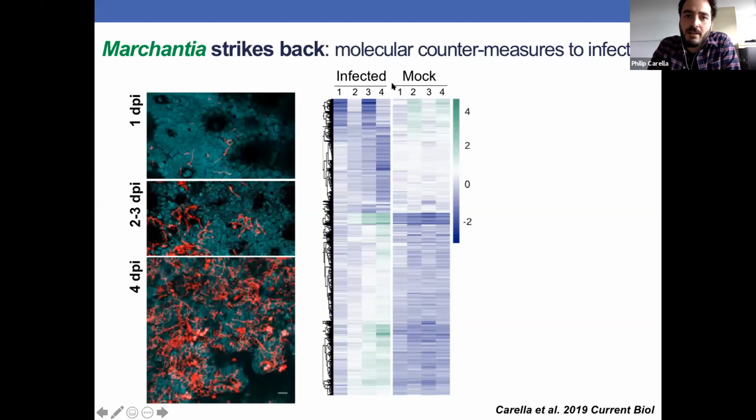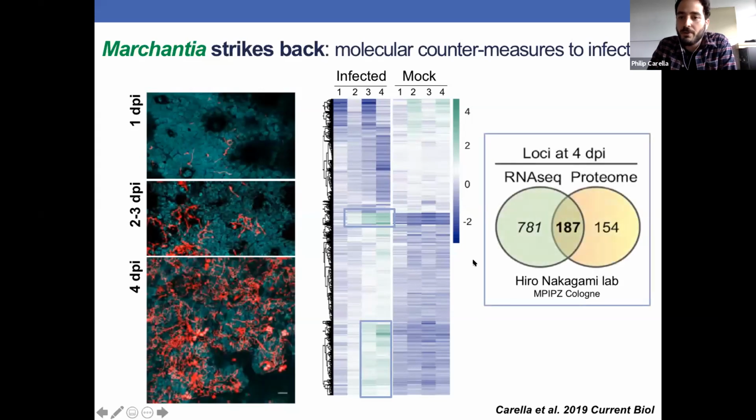For the RNA-seq analysis, we compared infected versus mock-treated plants at each of these time points. We can see that there's an increase in certain infection-associated genes starting from around 2 to 4 days after infection, and some that are showing up more later towards 4.